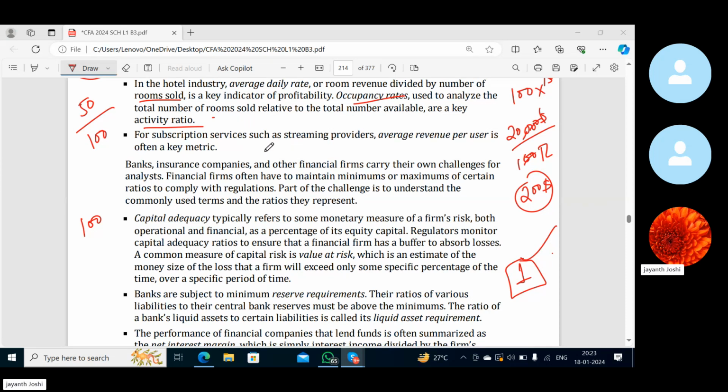So for subscription services such as streaming providers, average revenue per user is often a key metric. That means suppose there's an apartment which has 100 flats, and out of that 50 people have subscribed, and per subscription they are charging 1000 rupees. So 50,000 is what they've got from an apartment. So average revenue per user is how much? 50,000 divided by 100 flats, 500 rupees.